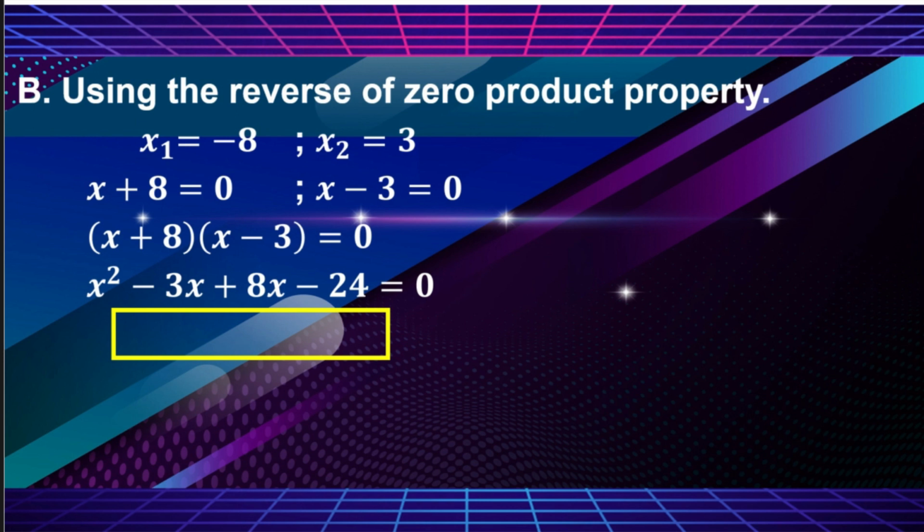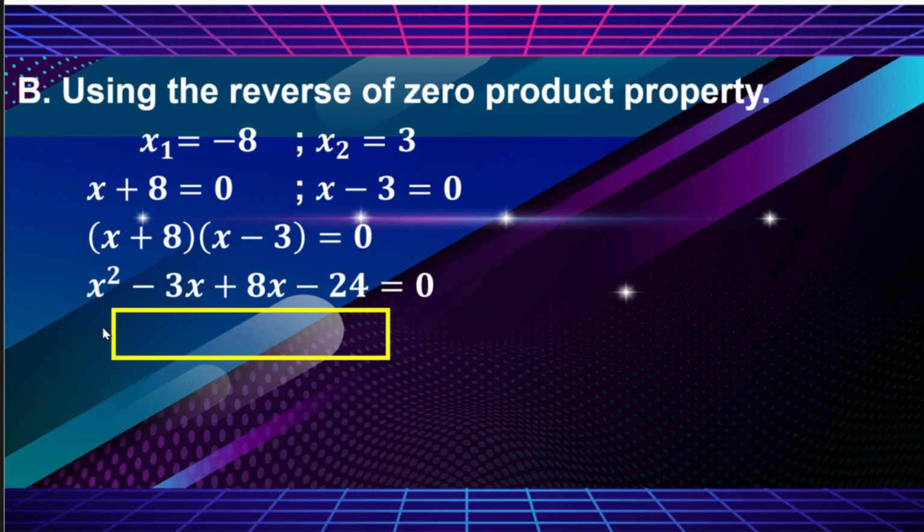FOIL, in which F stands for the first terms. And the first terms are x and x. X times x is x squared. O, for outer terms, isig kilid nga mga terms. That is x and -3. And x times -3 is -3x. Next, I for FOIL. I is inner terms. And the inner terms, naa sa tunga, 8 and 3. 8 times x is 8x. And the last terms are 8 times -3 is -24.